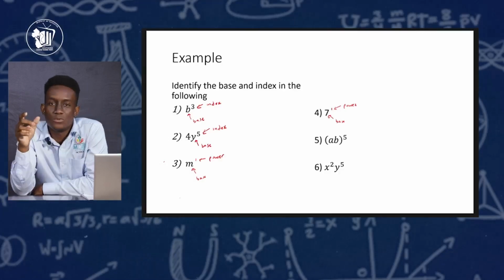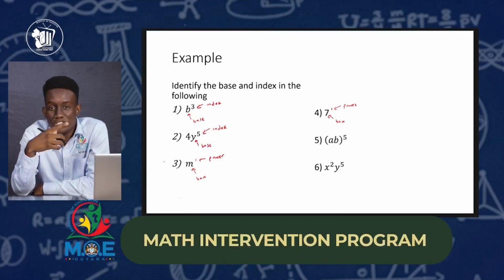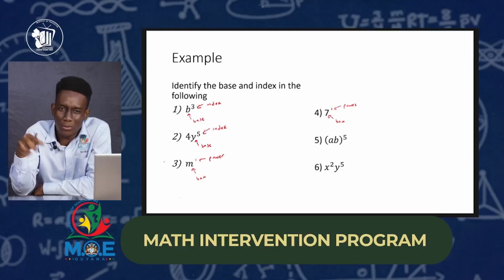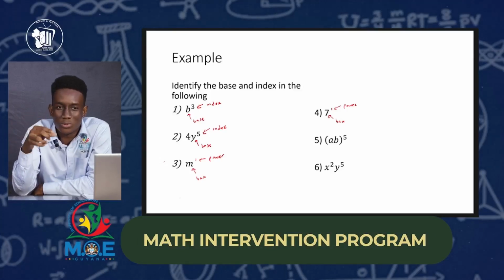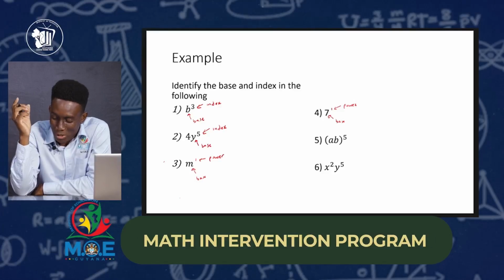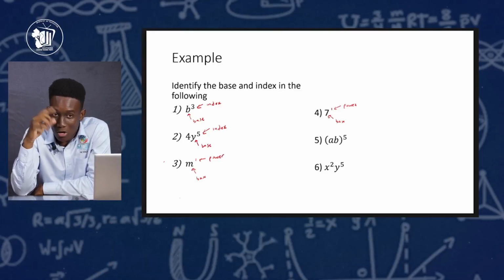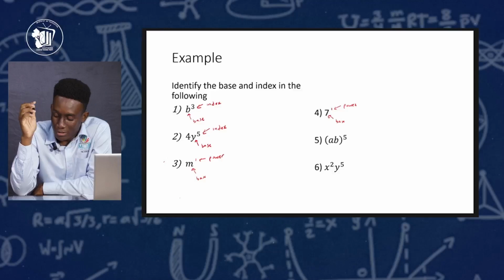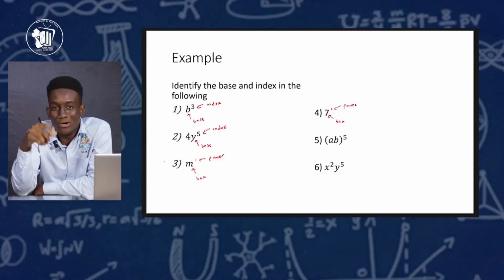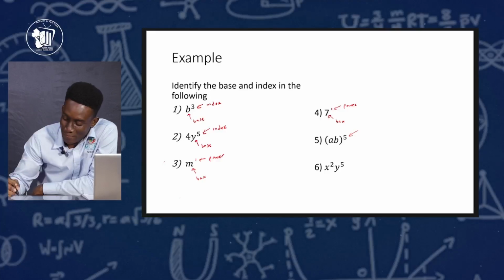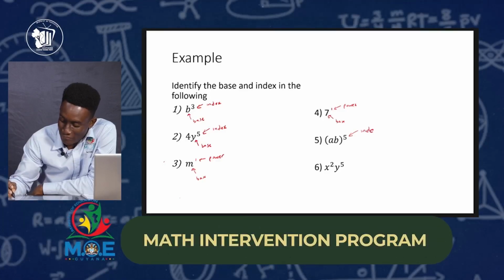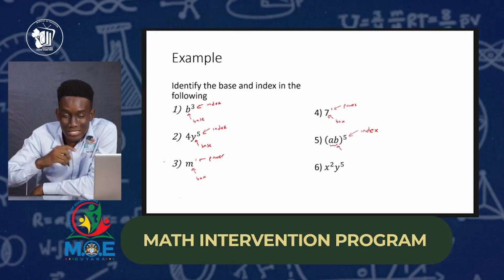As you can see, I'm using the words power and index interchangeably because they both mean the same thing. Power or index, you can use whichever one you're comfortable with, but just know that they both mean the same thing. So number 5, we have (AB) all raised to the 5th power. Now AB is in a bracket and the entire AB is being raised to the 5th power. So in this case, the index would of course be 5, and the base will be the entire AB.